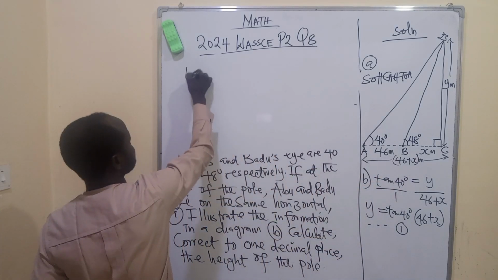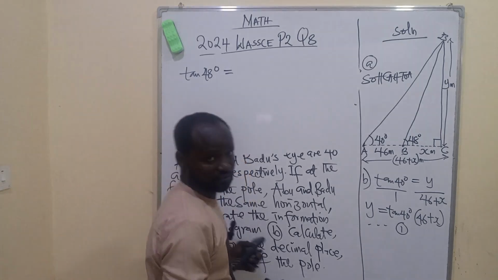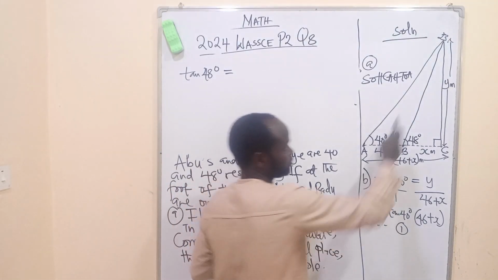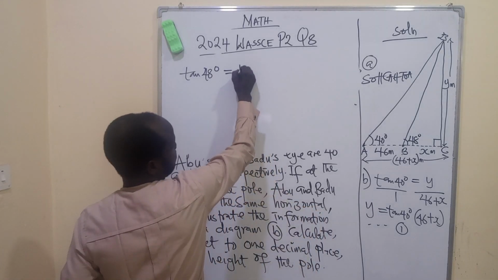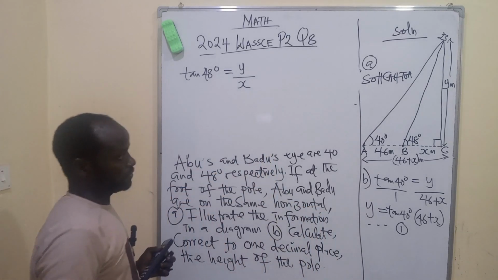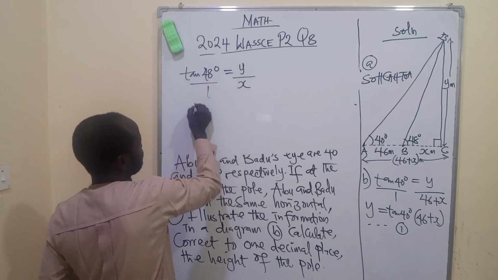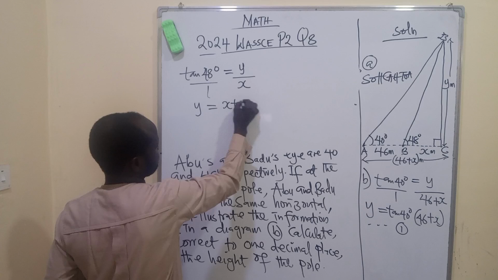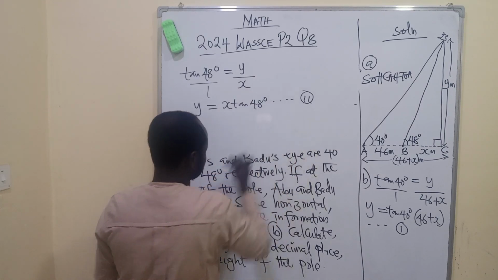So tan 48 degrees will be equal to, tan is opposite over adjacent, which will be y over, the adjacent here now is x. That will be y over x. Okay? So at this point, we can cross multiply as well. Y will be equal to x tan 48 degrees. This will be our equation 2.